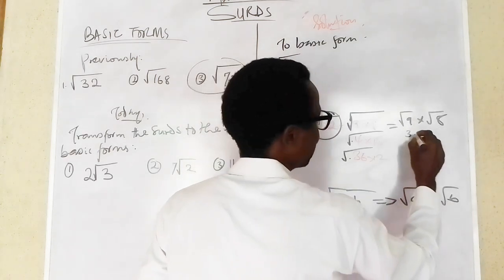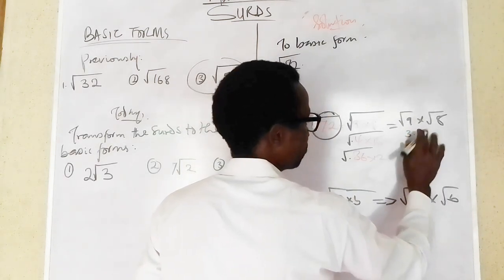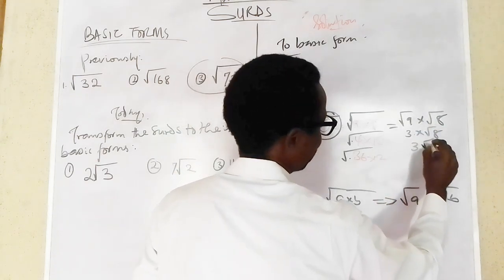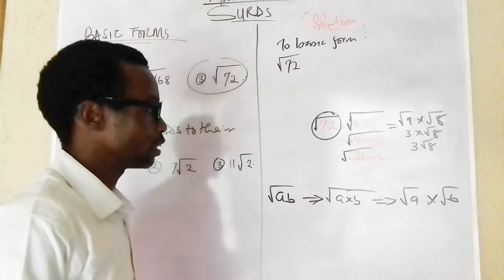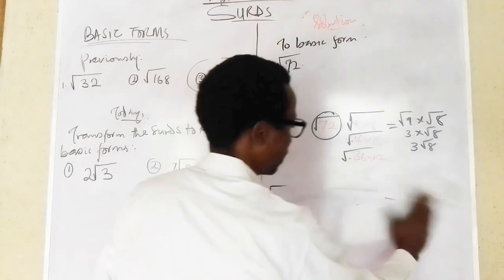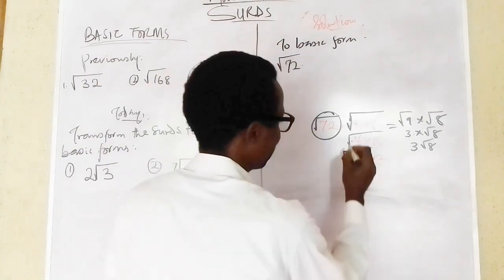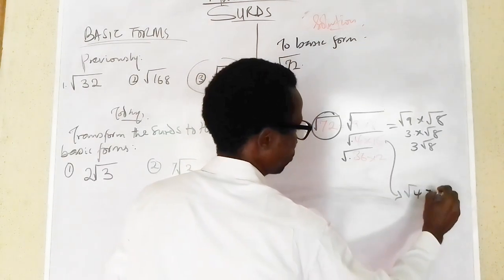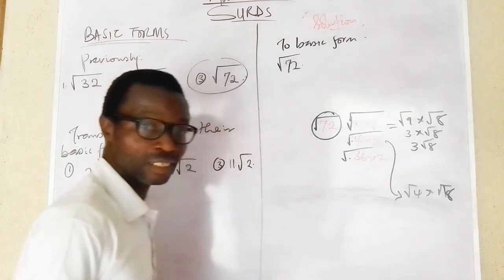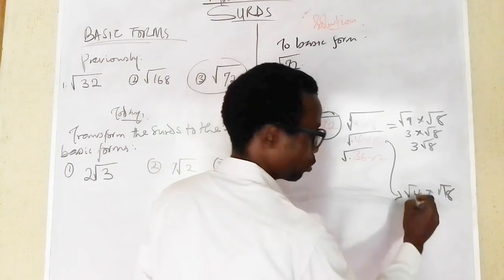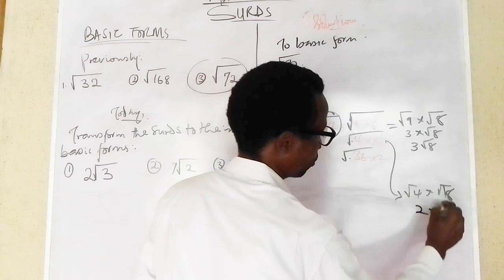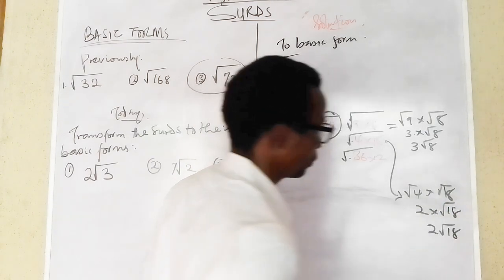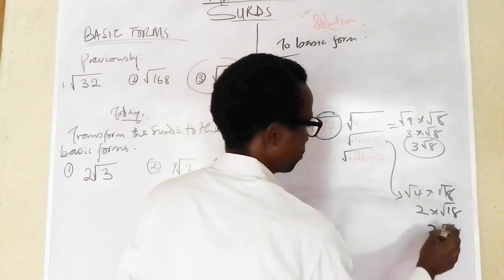This gives me 3 times root 8, right? Which is what? 3 root 8. You see it? Now, if I want to solve this now, if I bring this down, this will be root 4 times root 18. So what would this be? The square root of 4 is 2. 2 times the square root of 18. 2 times is going to be 2 root 18. You see it? This is a simplified form.